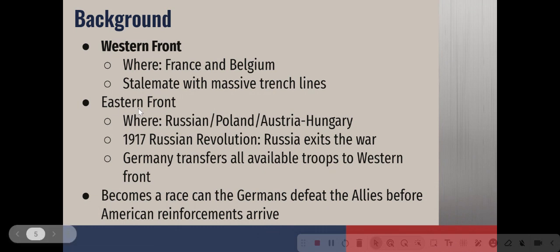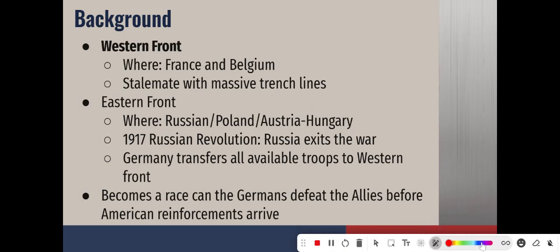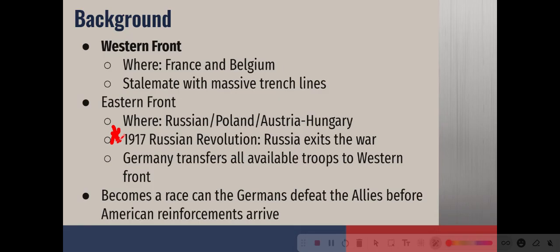The other side of the war at this point is the Eastern Front. This is with Russia, Poland, Austria-Hungary. It's mostly the Germans and the Austrians fighting the Russians and the Romanians. But what happens, and this is really important to understanding the background of America's entry, is the Russian Revolution. So Russia has a revolution in 1917. It brings the communists to power, and the Russians exit the war.